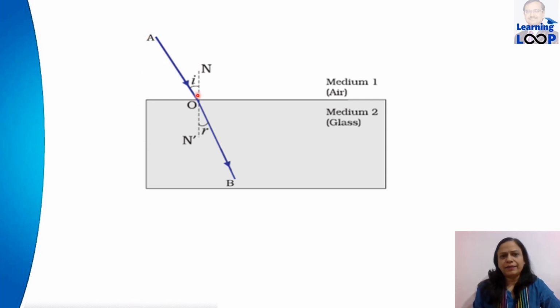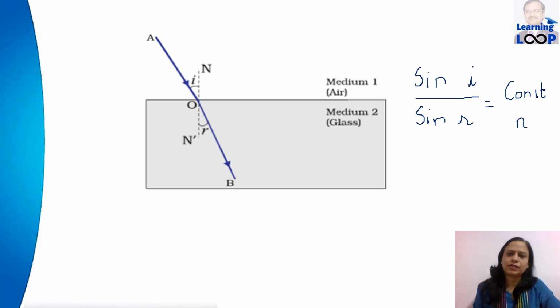The incident ray forms an angle i with the normal, which is the angle of incidence, and the refracted ray forms an angle r with the normal, that is the angle of refraction. So according to Snell's law, sine of angle i divided by the sine of angle r is a constant for a given pair of media, and we consider this constant to be n, where n is also said to be the refractive index of the medium.